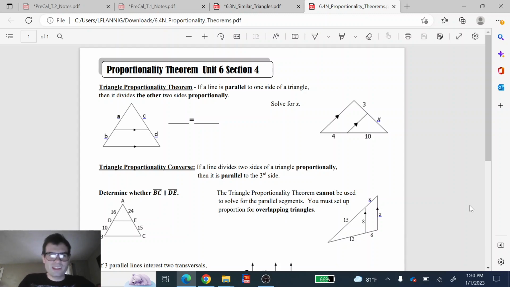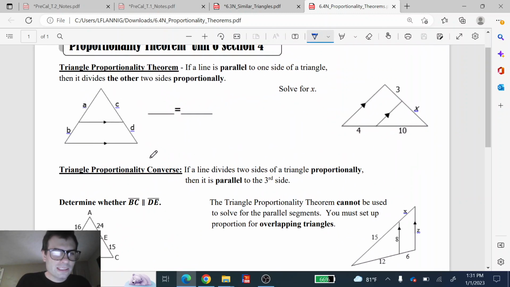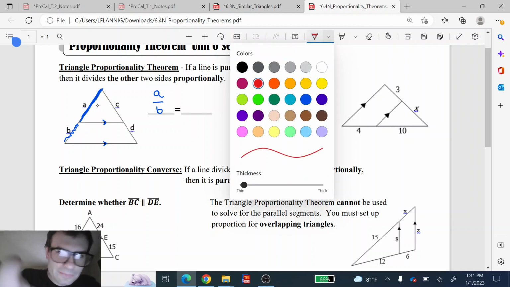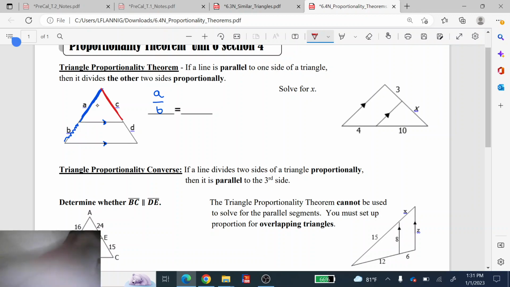To make it a little easier to understand, let's look right here. If we know these are parallel, and we do because of these little triangles right here, we can say that if we divide A by B, that will be equal to C divided by D.